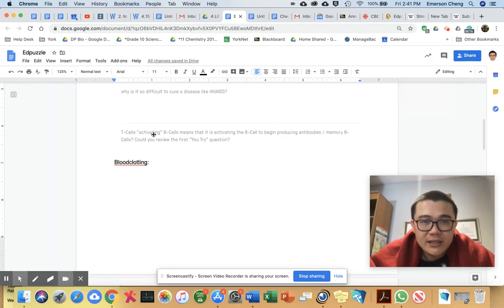T cells activating B cells means that it is activating B cells to produce. Yes, so activating B cells means it is activating B cells to produce antibody or memory B cells. Yes, that's what it is.